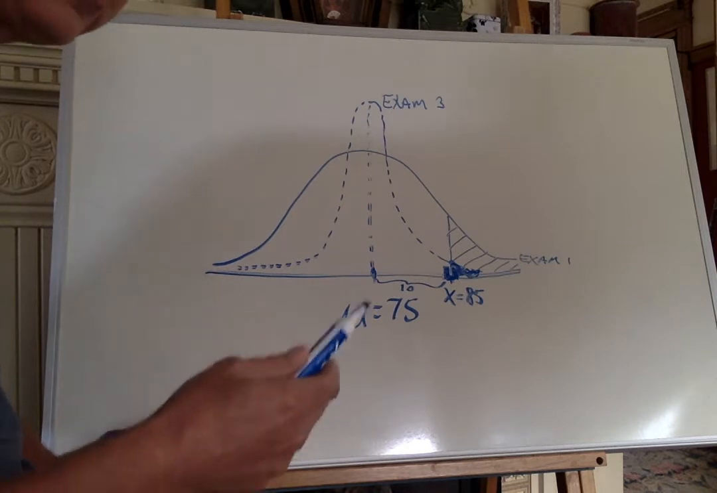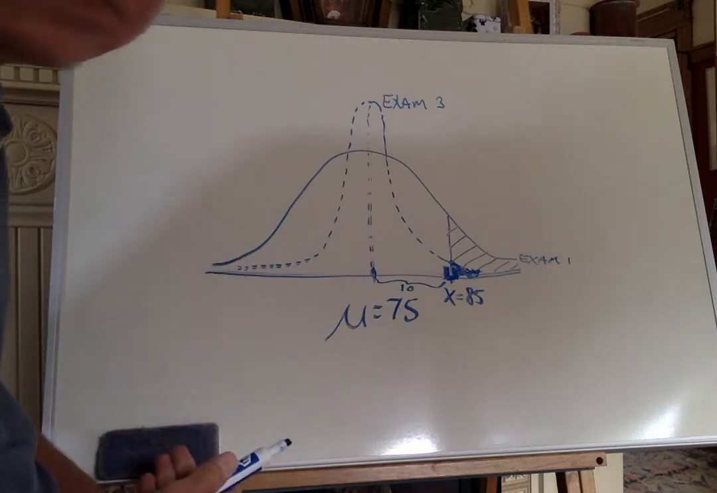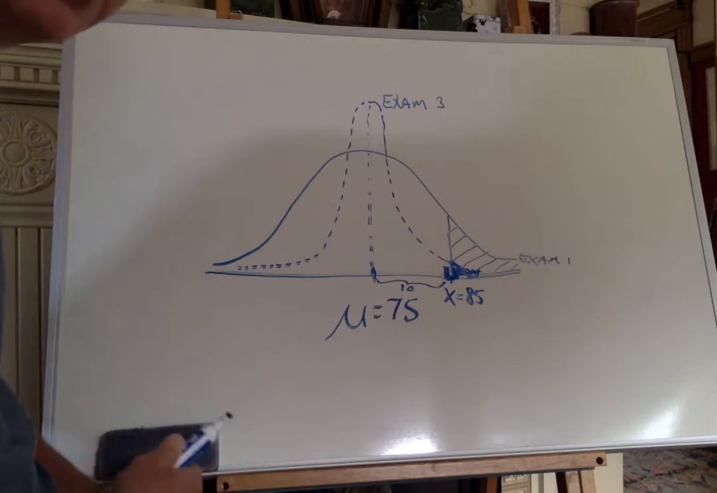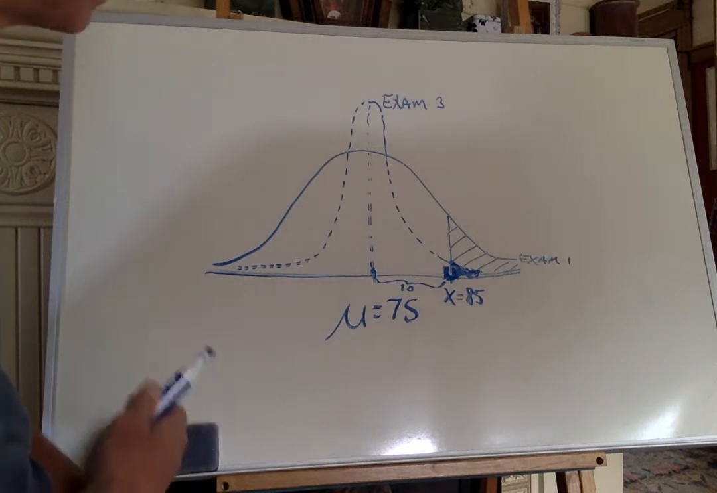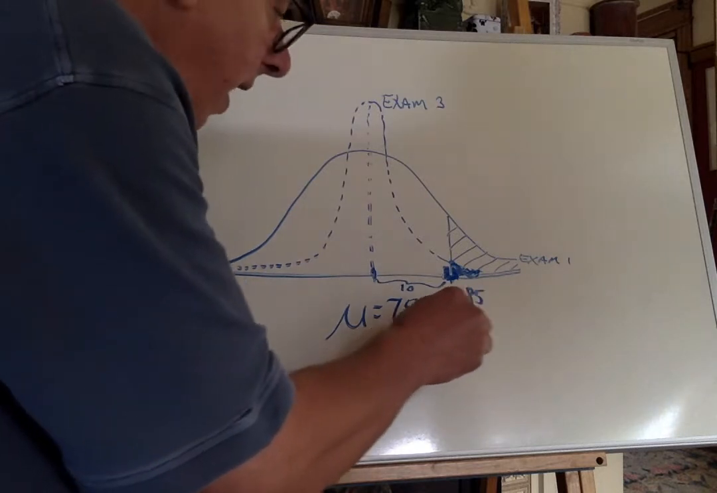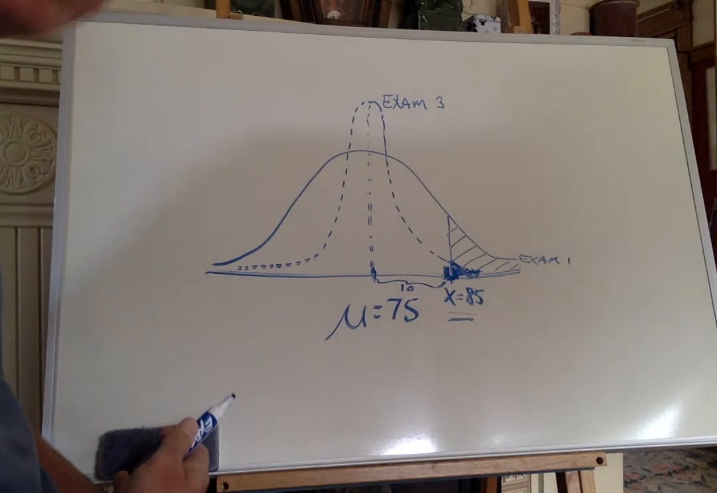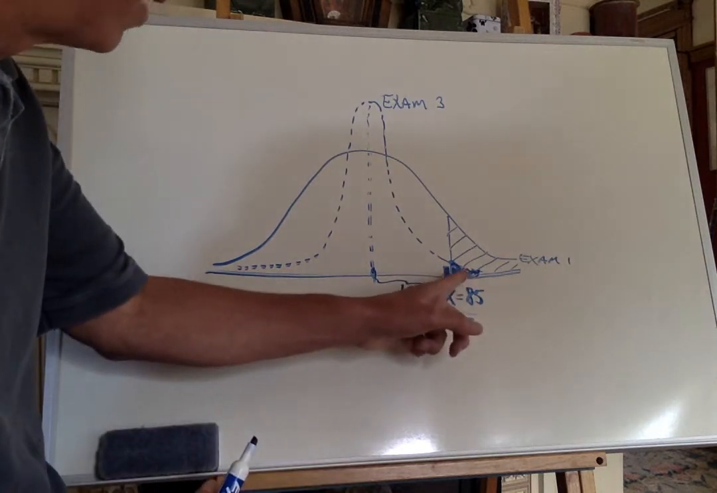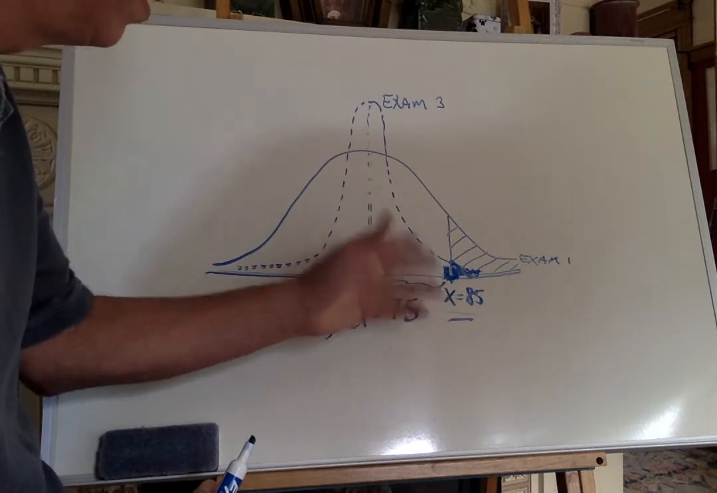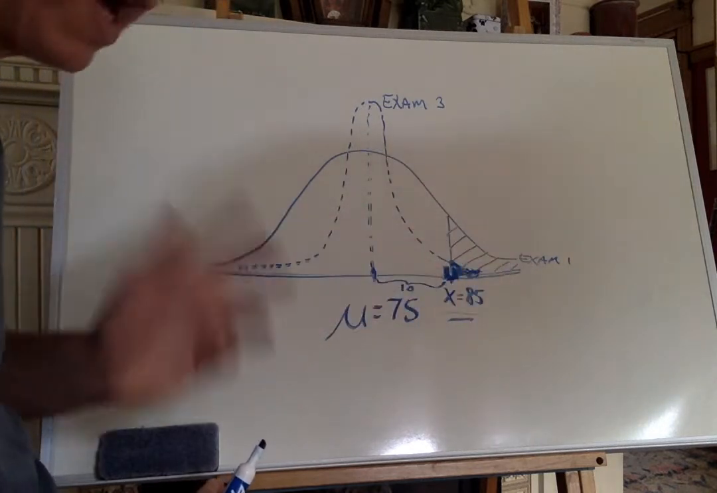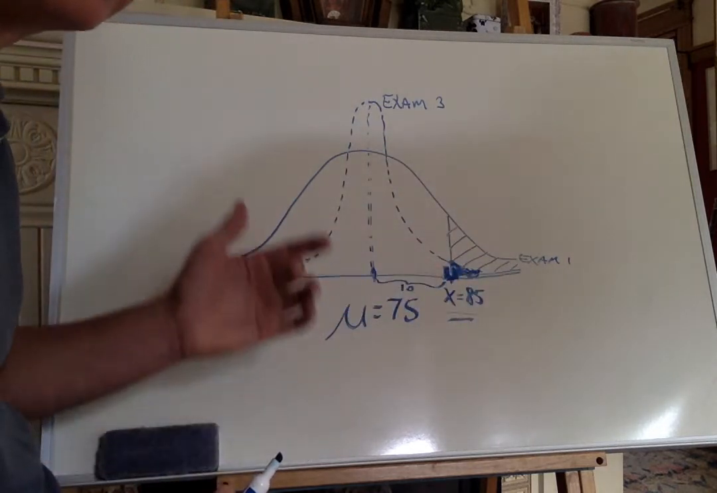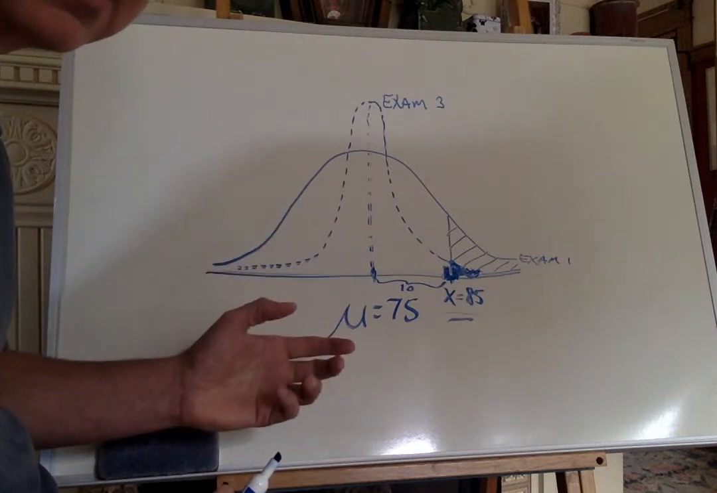Now, when I take an exam, I want fewer people to do better than me. I want fewer people to do better than me. So in fact, in exam 3, this score of 85 represents better performance because not many people did better than you. For exam 1, more people did better than 85 than in exam 3.